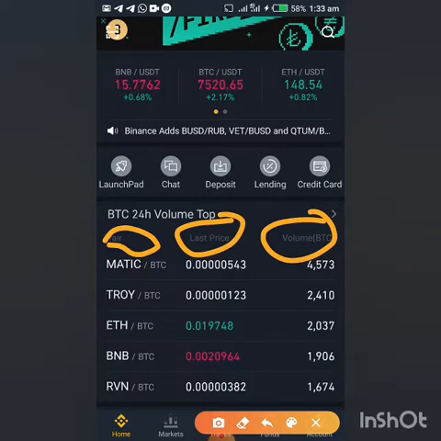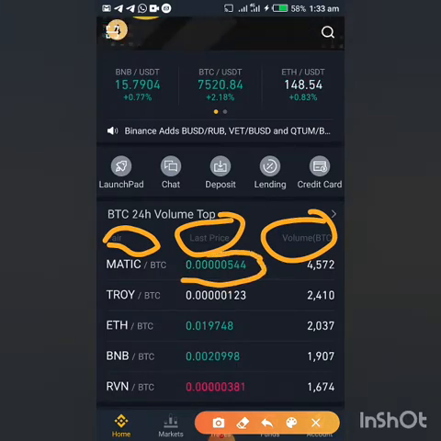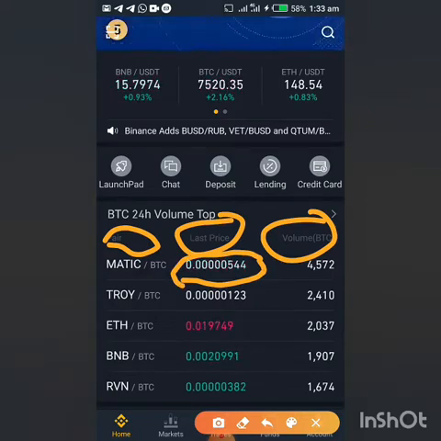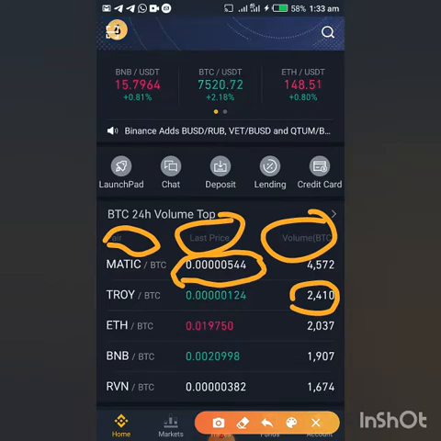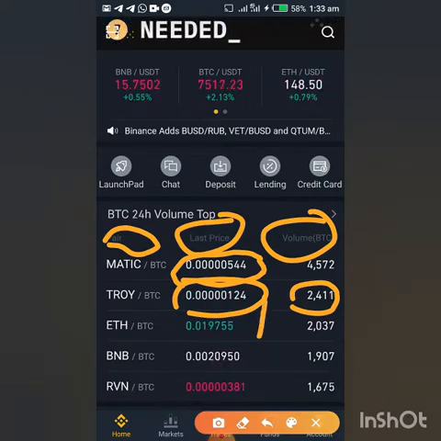And then the last price means the last amount that was paid for the last transaction. That's how it is. Then followed by Troy, which has a volume of 2,410, and the last price is 124 Satoshi. And then we have Ethereum, BNB, RVN, and the rest of them.